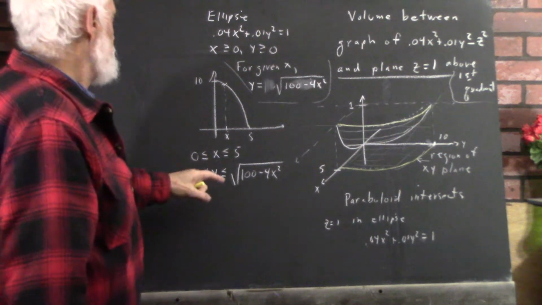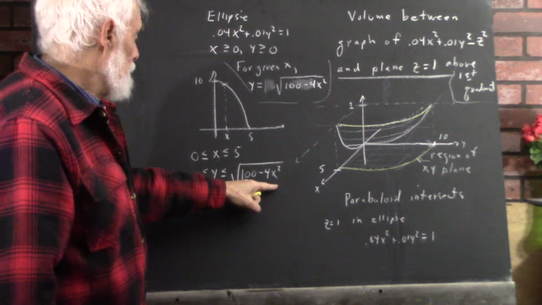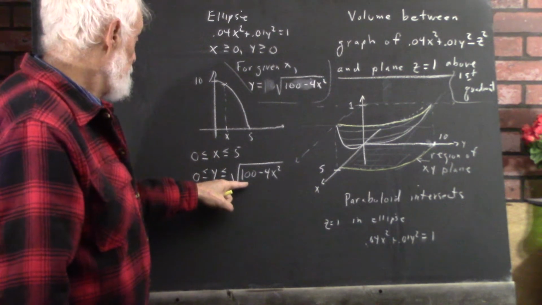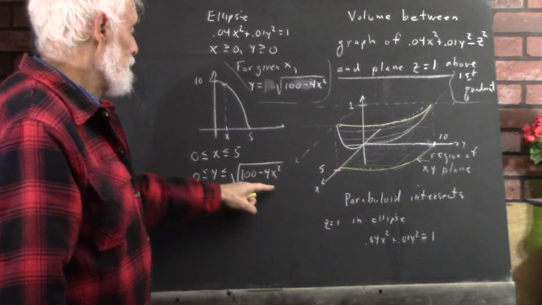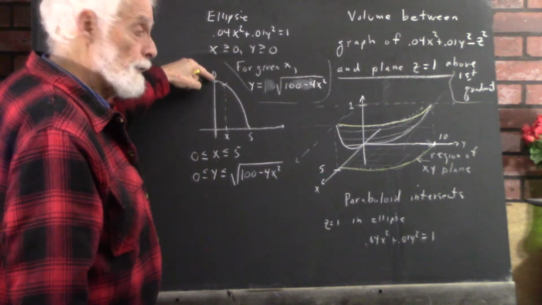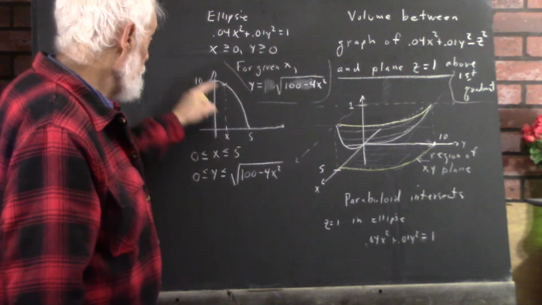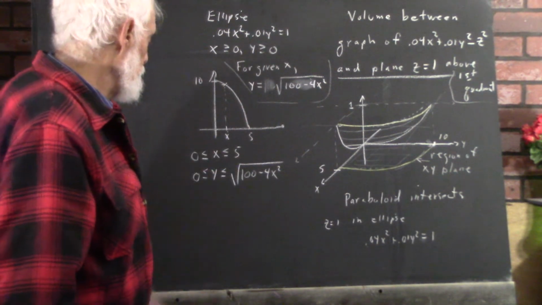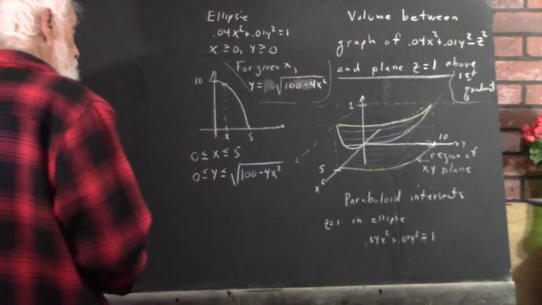So just to kind of check this out, if x is 0, you get the square root of 100. And if x is 5, you get 0. So when x is 0, y is the square root of 100, which is 10. If x is 5, y is 0. That agrees with the curve, and that has the right form, so that's going to be most likely correct.